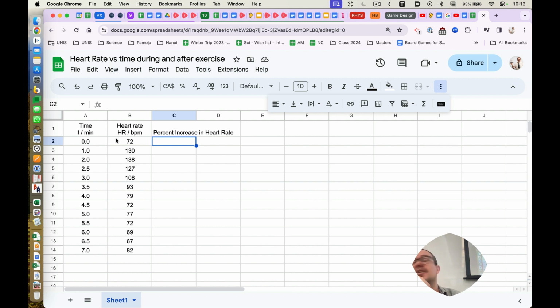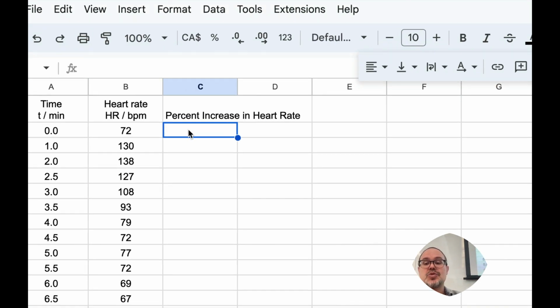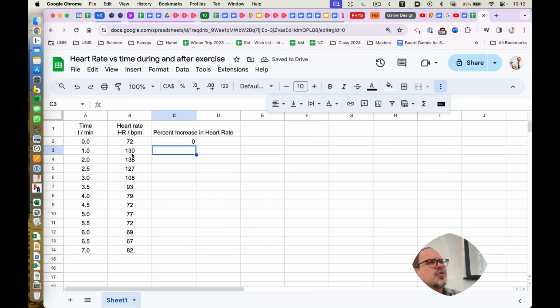Divide by the original number. So it'd be the increase divided by the original number. So the first one, that's going to be 0. That times 100. So it went up to 130. So how could I find the percent increase?